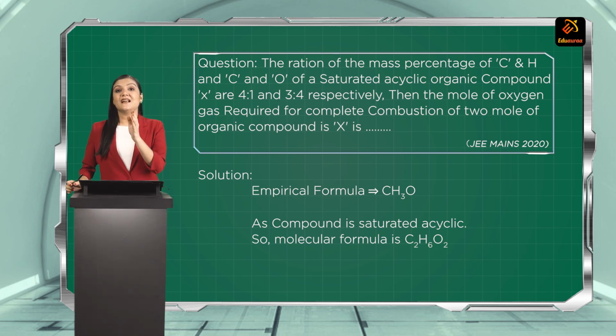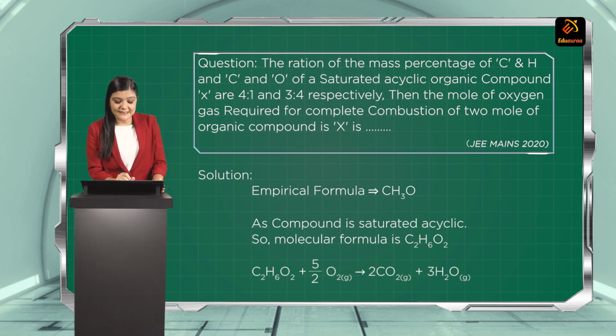This compound is undergoing oxidation, or we can say a combustion reaction. Therefore, C2H6O2 plus O2 will give CO2 and H2O. If I check the number of carbon, it is 2. So, 2 CO2 we will get. If I check the hydrogen, it is 6. So, we will get 3 moles of H2O.